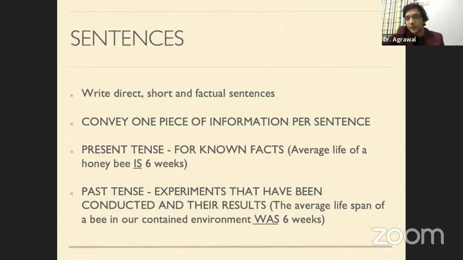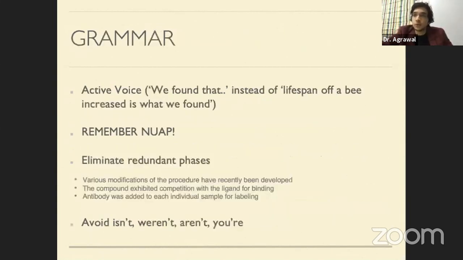Right. So there are a few technical issues that some students face, and this is basically present tense and past tense. Present tense is for known facts that people know or that have already been established. But if there are experiments that have already been conducted, then you use was, right, or a past tense.